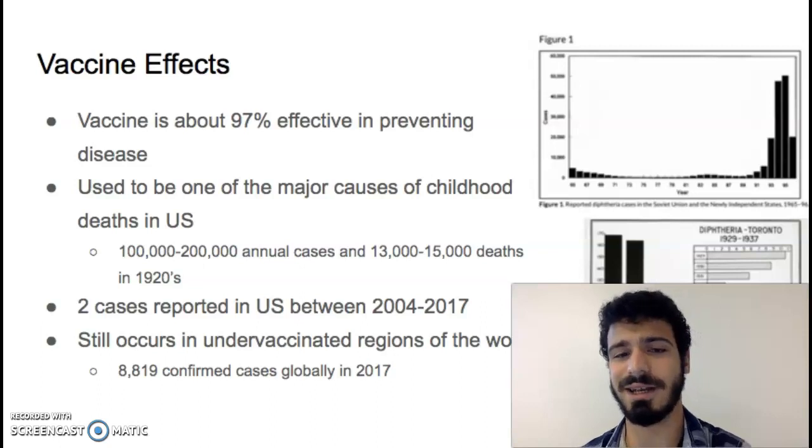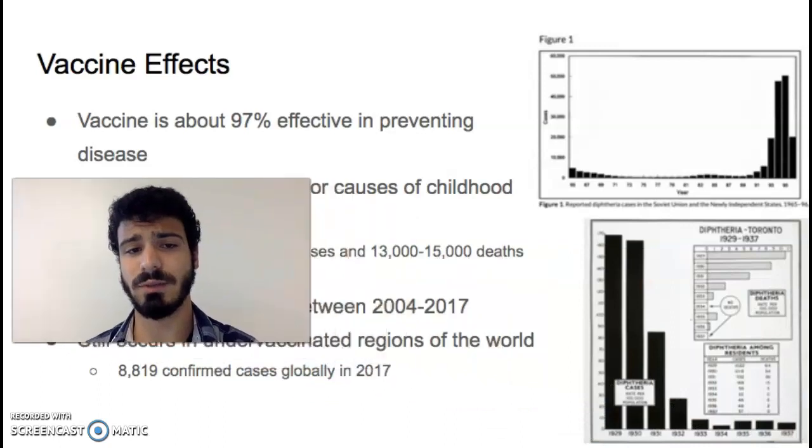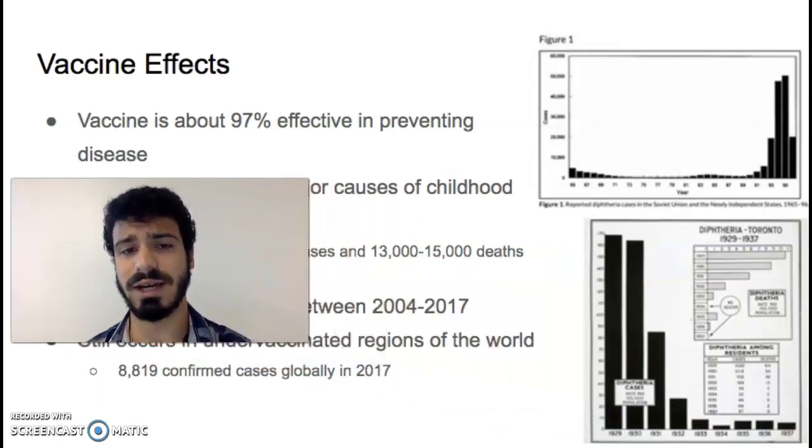And then contrast that to today, after vaccines, when 2 cases were reported in the U.S. between 2004 and 2017. It still occurs in under-vaccinated regions of the world. So that's one thing that can be improved, increasing vaccine accessibility.